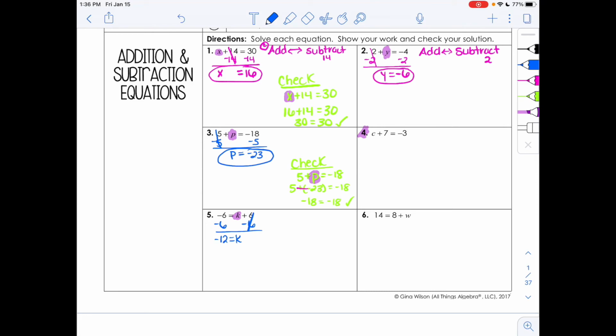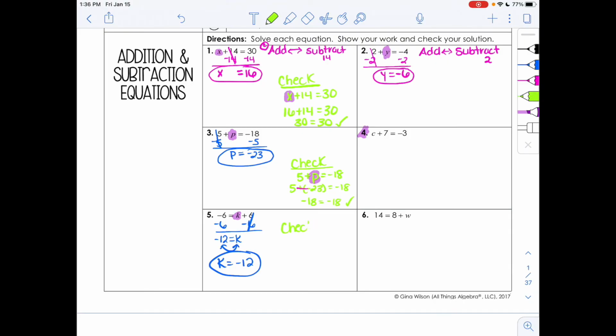So now you can see your answer looks different. Negative 12 equals k. What we're going to do is we're just going to switch it. We're just going to flip-flop them exactly how they are, and we're going to write our answer that k equals negative 12. This is just a more mathematical way of writing your answer. It's one of those mathematical rules that we follow. Then we're going to check our answer.